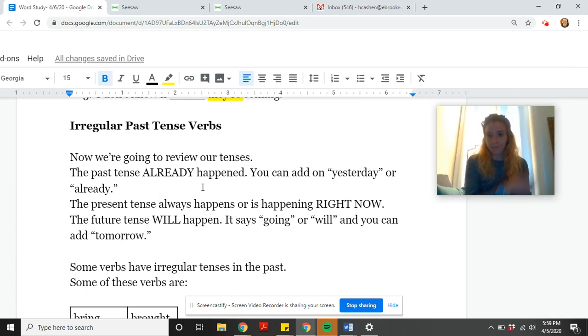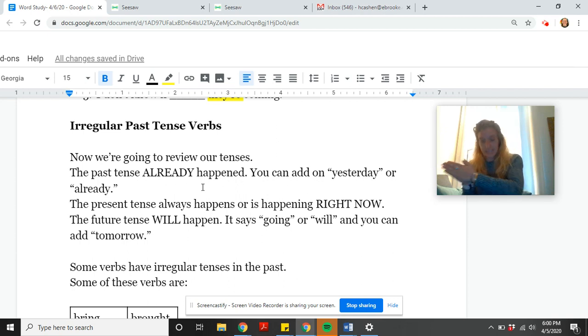Now, if you remember, past tense, you can add on already happened or yesterday. That's something that already happened, like I dropped my phone. Present tense means it's happening right now or it always happens. Like I drop my phone. That's something I might say if I drop my phone all the time. Or I am dropping my phone because it's happening right now.